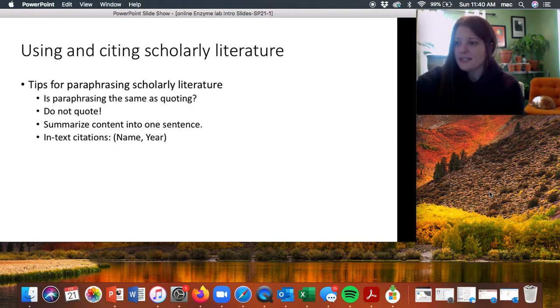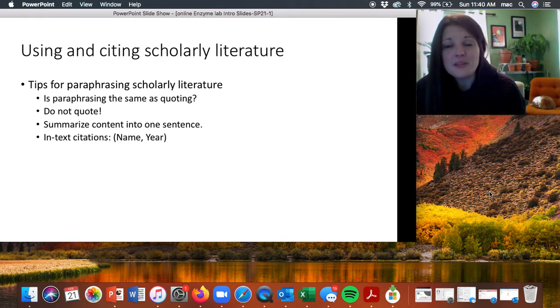So speaking of citations, we're going to have you do some more citation work. But keep in mind, here are some tips for paraphrasing scholarly literature. Is paraphrasing the same as quoting? No, don't quote. That is English. Again, there are different formats for different studies in academia and in science. You don't quote, you paraphrase. So summarize into one sentence.